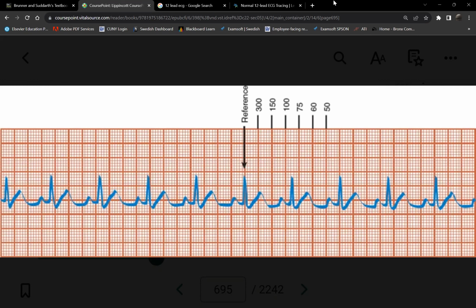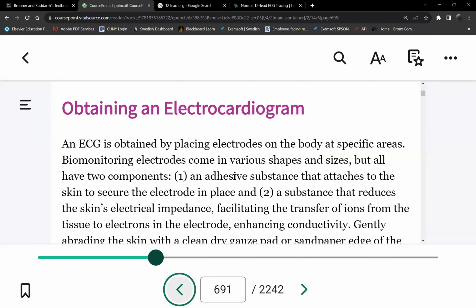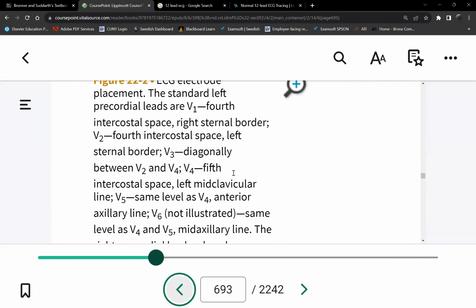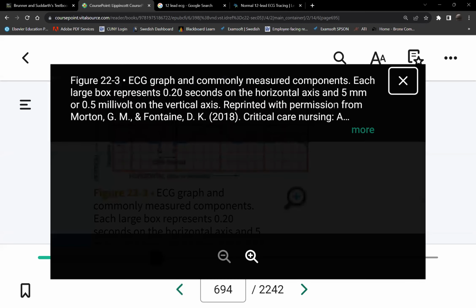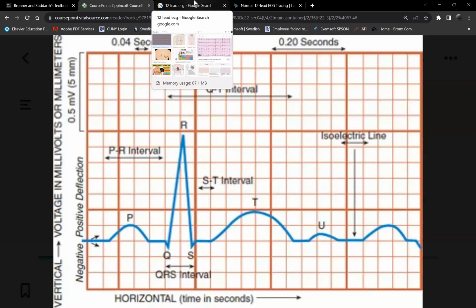All right? So we measure the P wave from here, where it left the isoelectric line, to where it returned to the isoelectric line. So therefore, we can say that atrial contraction lasted how long? Less than 0.12 seconds. So it's about 0.11 seconds. You follow so far? All right, so that's the P wave.